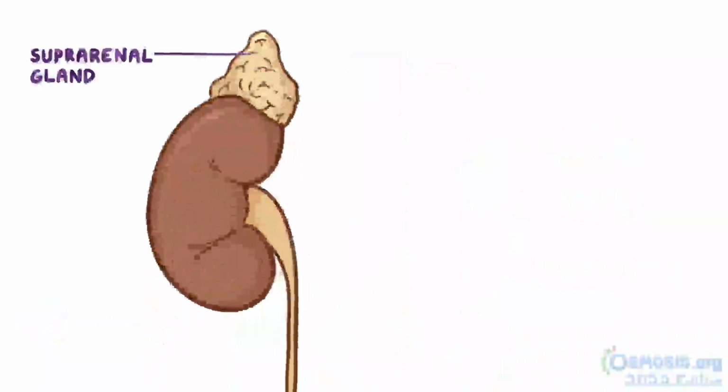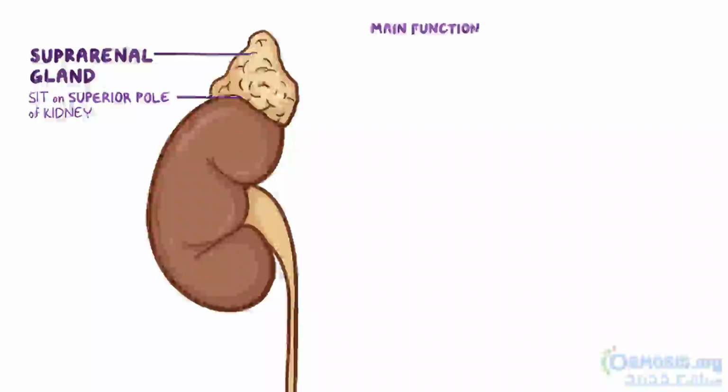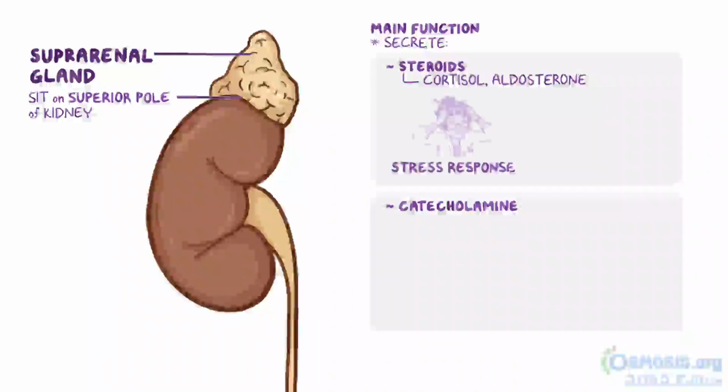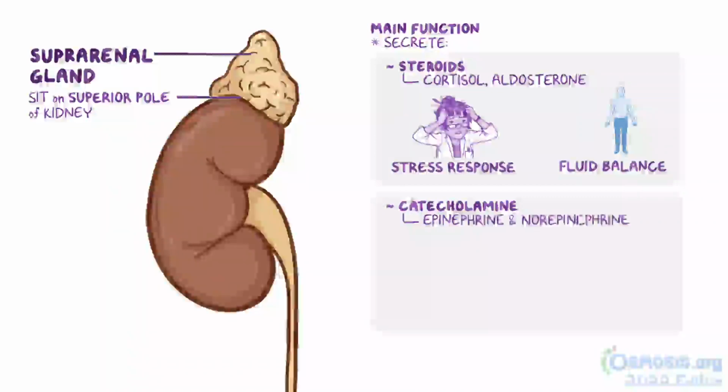Now, let's shift gears and talk about the suprarenal glands, which are a pair of endocrine glands that sit on the superior pole of each kidney. The main function of the suprarenal glands is to secrete steroid and catecholamine hormones. Steroid hormones like cortisol and aldosterone are involved in stress response and the control of fluid balance and ion homeostasis in the blood. The suprarenal glands also secrete catecholamines, namely epinephrine and norepinephrine.